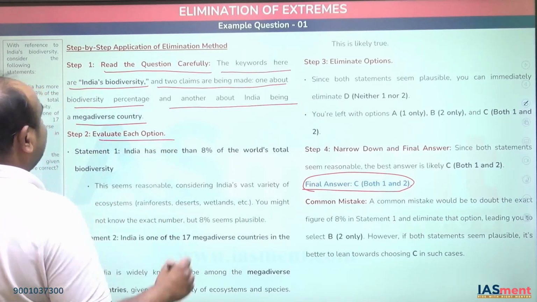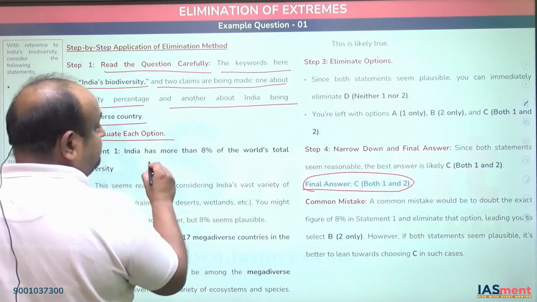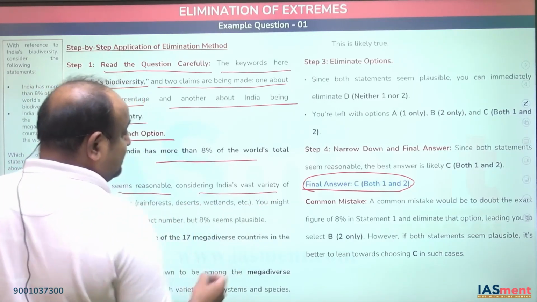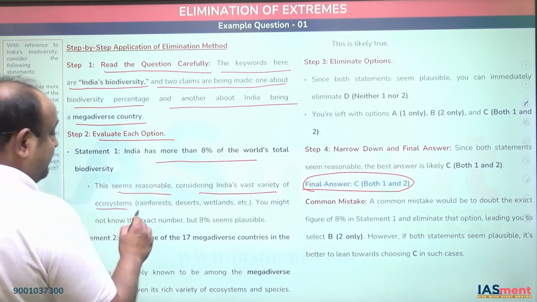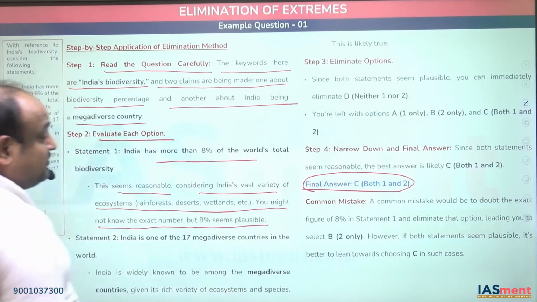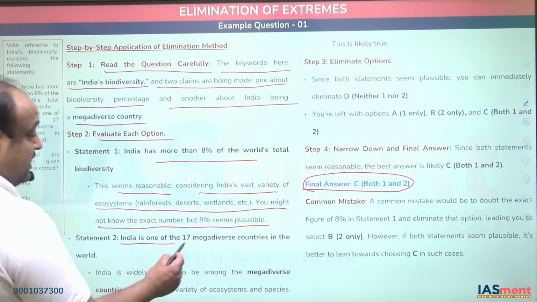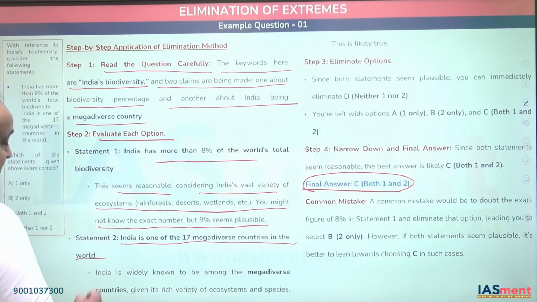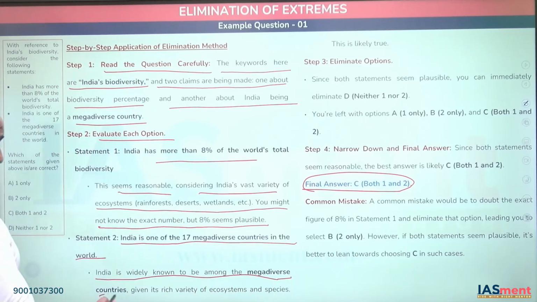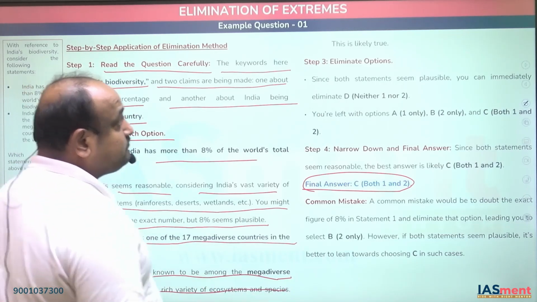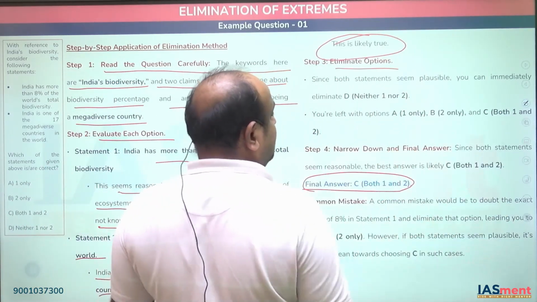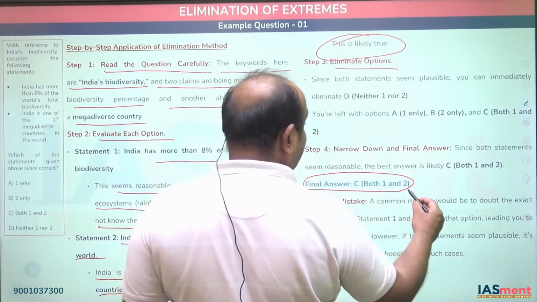Now second option, evaluate each option. The 8% option seems reasonable considering India's vast variety of ecosystems. You might not know the exact number, but 8% seems plausible. India is one of the 17 mega diverse countries in the world. India is widely known to be a mega diverse country. This is likely true. Then eliminate, nothing left to eliminate. So the final answer is both.